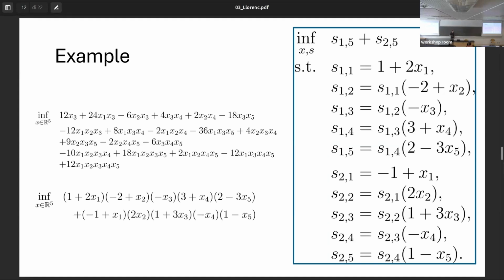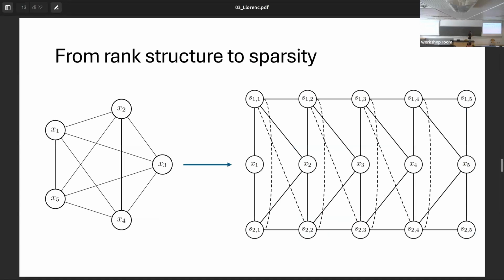Okay. So we're going from how many variables? 5 variables to basically 15 variables, but hopefully adding these variables can give us enough structure that it is worth this trade. Okay. So how does the graph look now? The correlative sparsity graph of the new problem. So now instead of having a fully connected graph of five variables, we have a pretty messy looking graph, but I promise you that this is hopefully more structured.